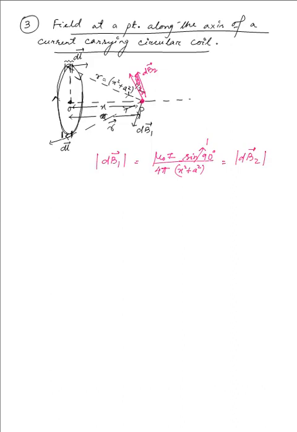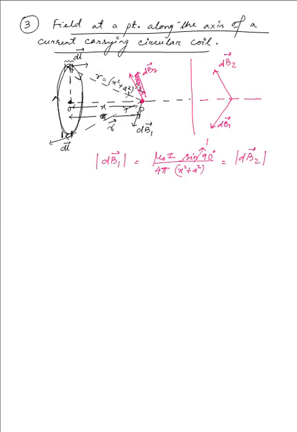The radius is the same, that is a. The rest of the things, I, mu naught, 4 pi, are constants. The distance from the center is x as well. So a squared plus x squared, which would have been the variable over here, remains constant for dB2 as well. Now, in this case, we have dB2 along this direction, and dB1 along this direction, and both are symmetrical.